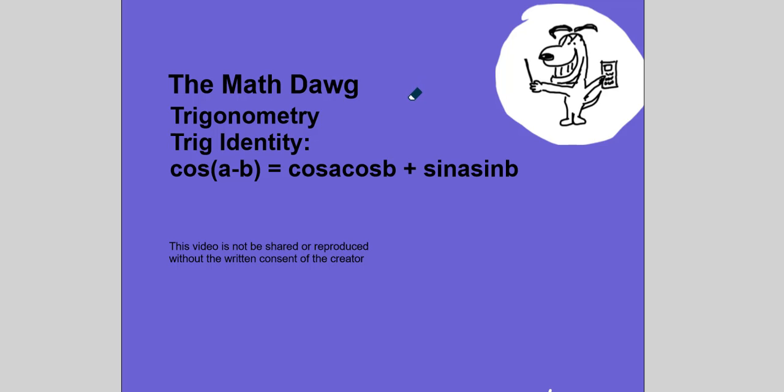This is a video in a series that I'm doing on trigonometry. This is a trig identity video, and I'm going to show in this video how the cosine of a minus b is equal to the cosine of a times cosine of b plus sine of a times sine of b. So let's get started here.